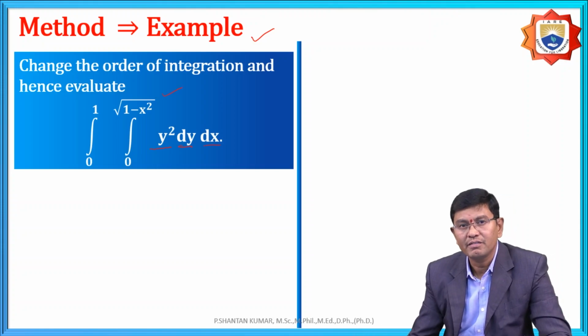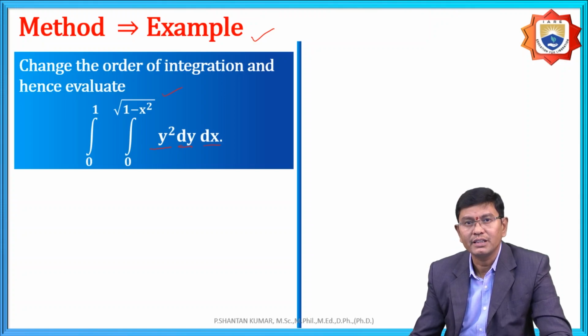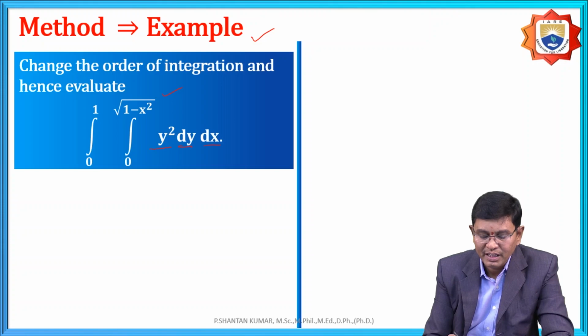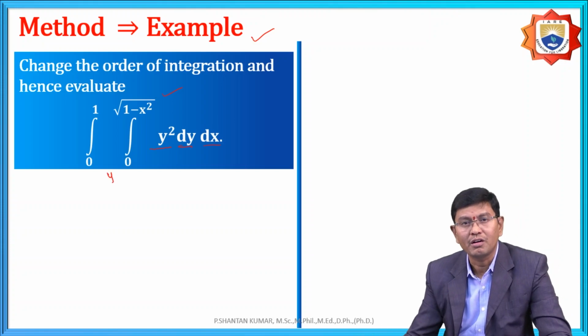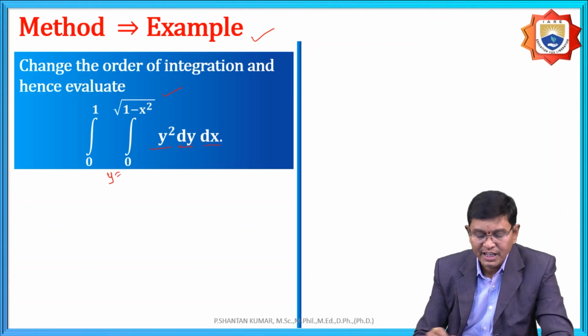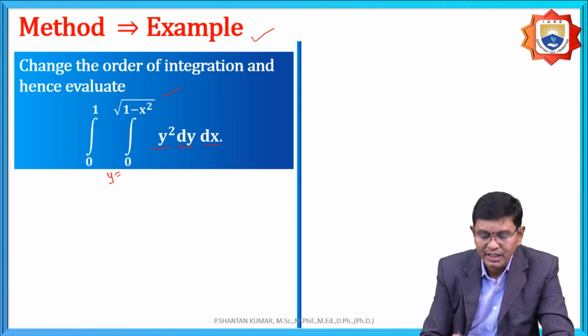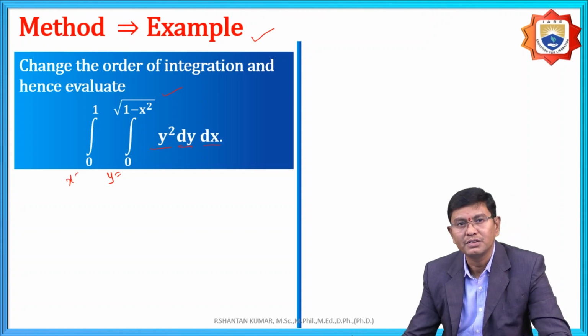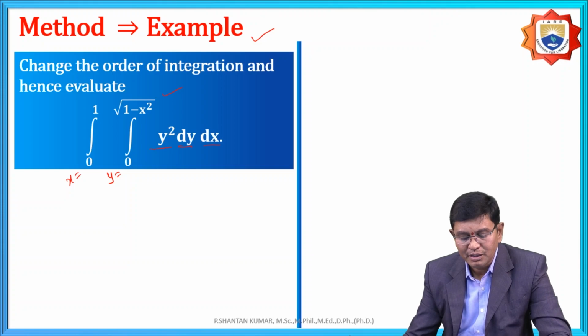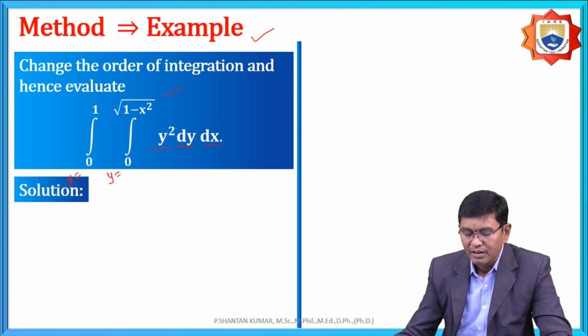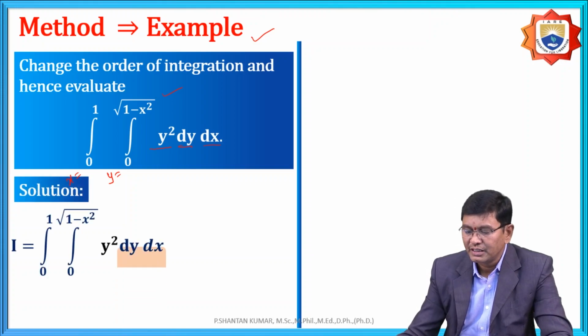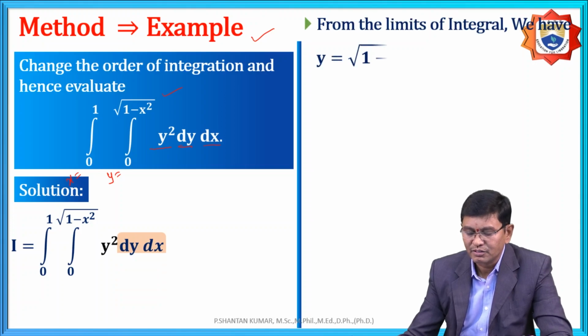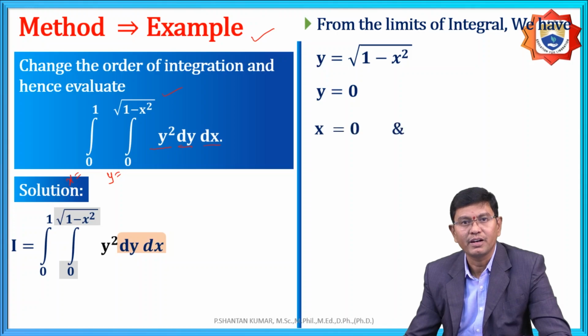Whenever the limits are in terms of x, we assume that y is equal to 0 to root of 1 minus x square, and the rest of the limits are x is equal to 0 to 1. Based upon this concept, the limits are y is equal to root of 1 minus x square, y is equal to 0, x is equal to 0 and x is equal to 1.